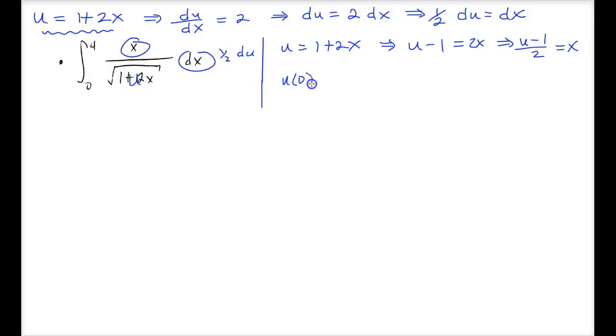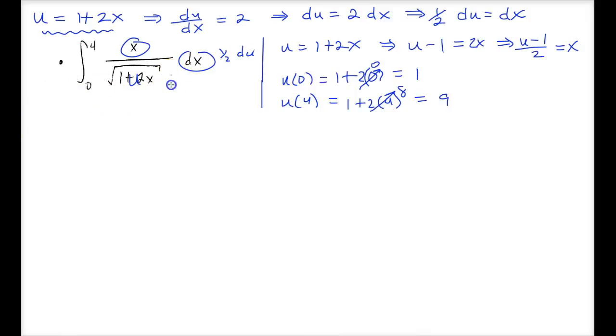So if we plug in 0 into u, then of course we just get 1 there. So this is just 0. And if we substitute in 4 into u, of course in this case, 2 times 4 is 8, so 1 plus 8 is 9. So now we have everything that we need to set this up.